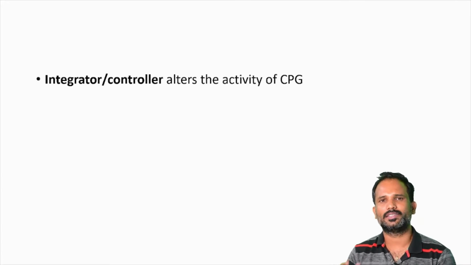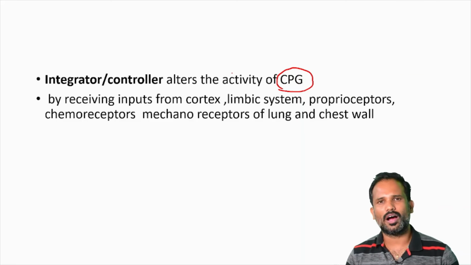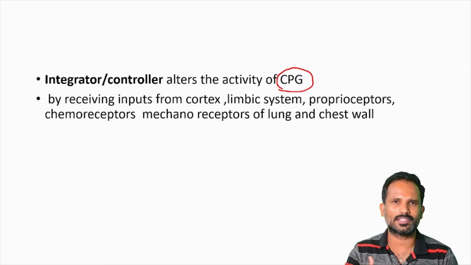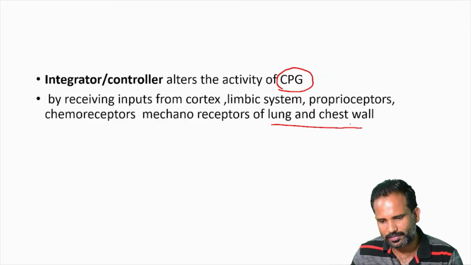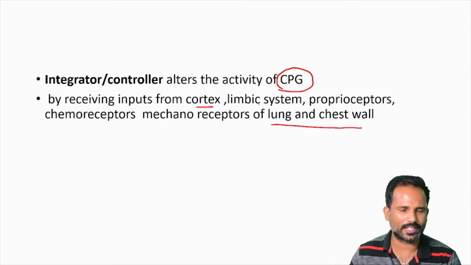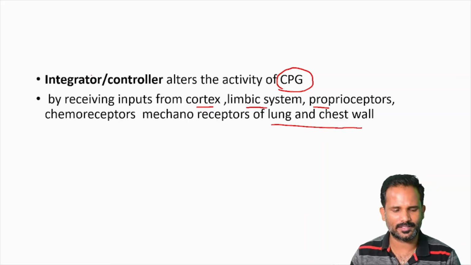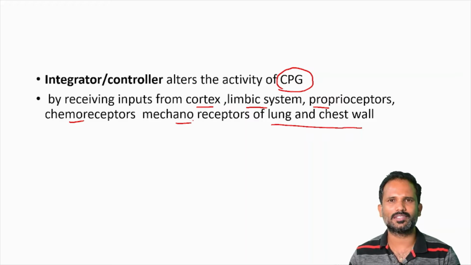And other than the central pattern generator, there is an integrator or control which controls the activity of the central pattern generator. So how does it control? It gets the information from the cortex, limbic system, mechanoreceptors, chemoreceptors, and even from the receptors of the lung and chest wall. So cortex, the voluntary information; limbic system, the emotional information; proprioceptors from the joints during exercise; chemoreceptors, which are present in the carotid body; and the mechanoreceptors, which are present in the chest wall.